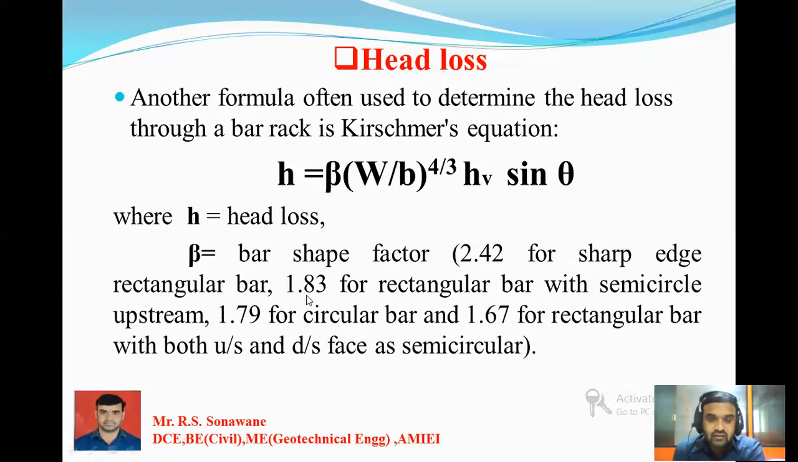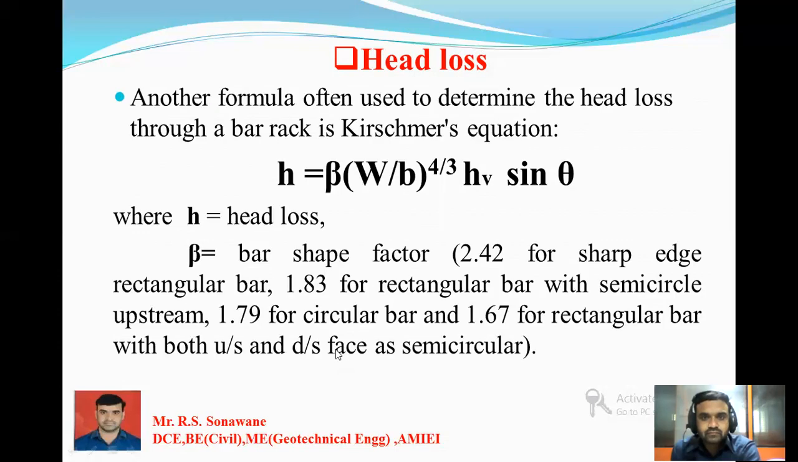Beta is 1.83 for a rectangular bar with a semicircular upstream face, 1.79 for a circular bar, and 1.67 for a rectangular bar with both upstream and downstream faces semicircular. At that time the beta value changes. So I have mentioned all the values here according to the type of bar.